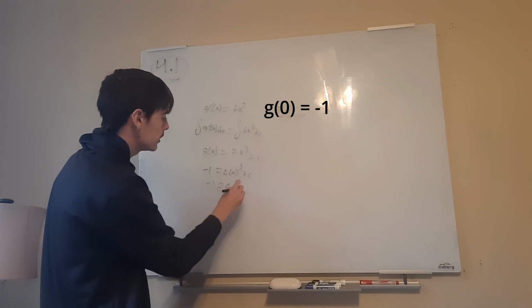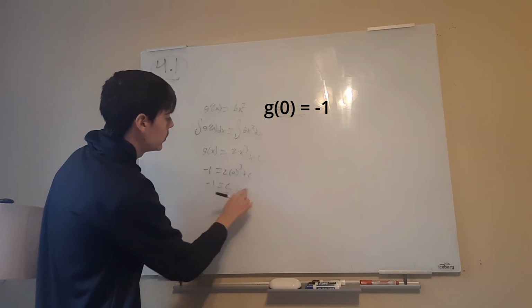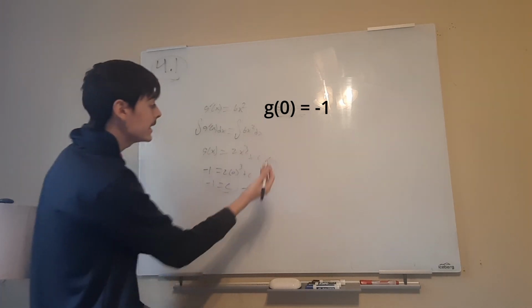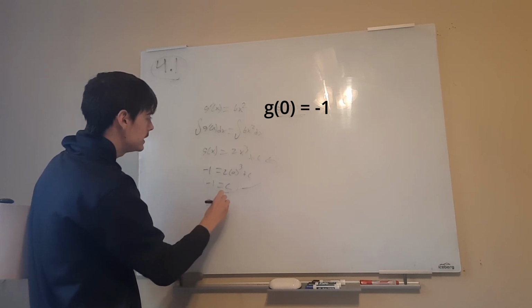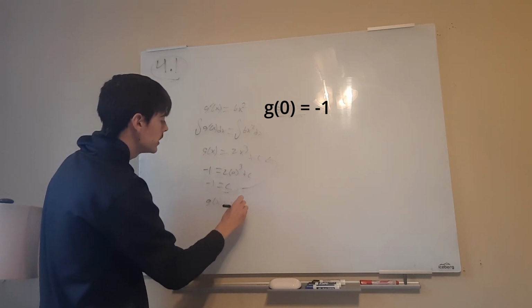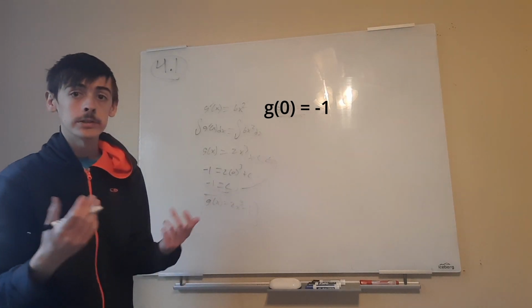Because of this, we can plug that back into our original equation, which is up here, and then we'll actually get our answer. So that would be g of x equals 2x cubed minus 1. And that is our particular solution to this equation.